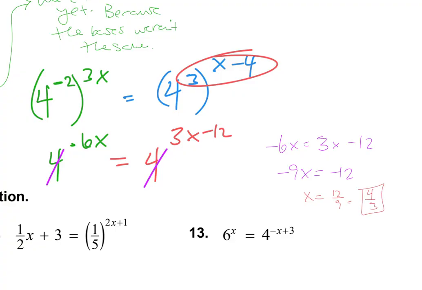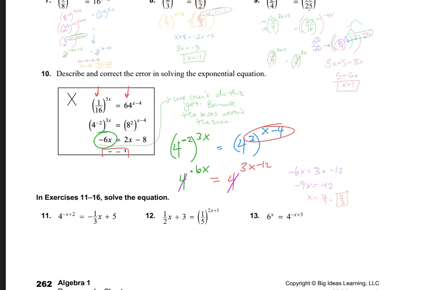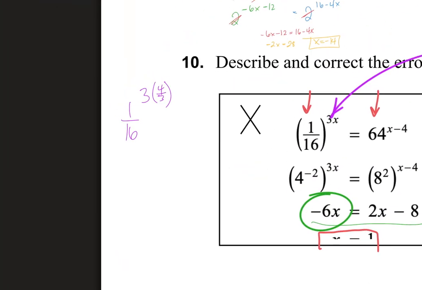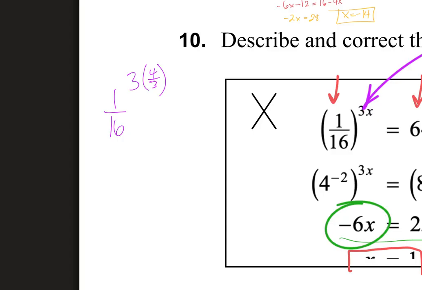This is a great time to go, let's check our answer. And here's the funny thing about this. I mean, yeah, I guess we probably should plug it in right up here. Don't really want to do that, but here we go. So 1/16 to the 3 times 4/3 power, that's what we got. Here's what happens. Those 3's cancel, and we get 1/16 to the 4th power.